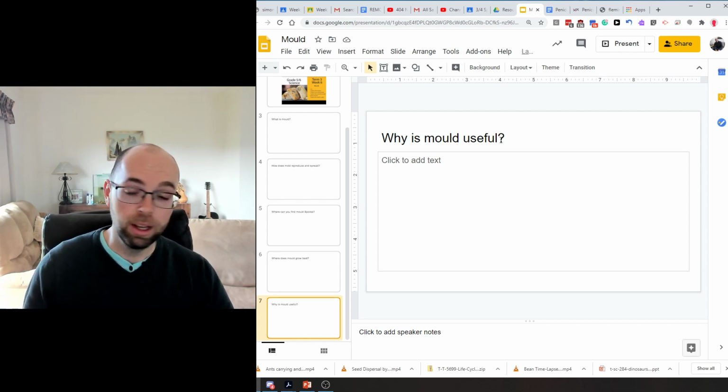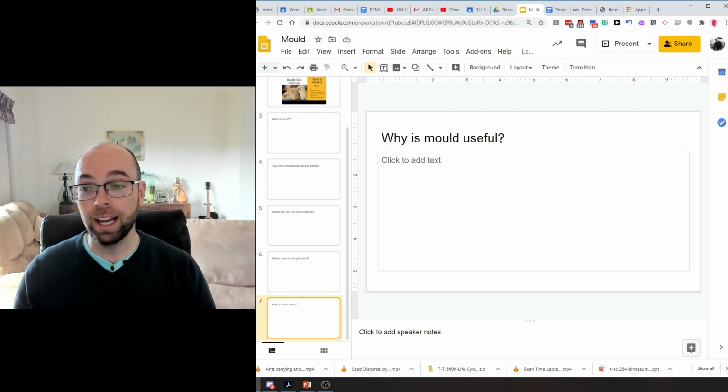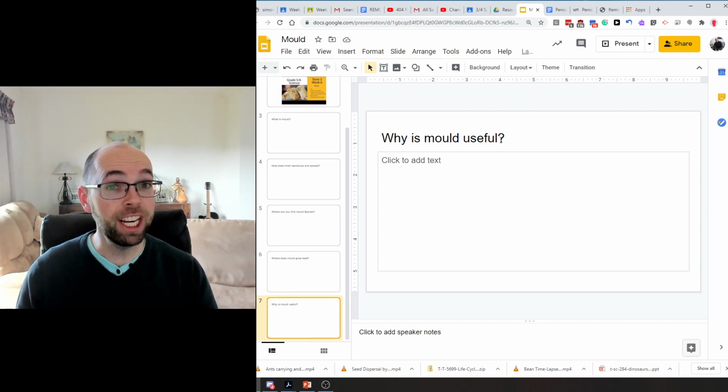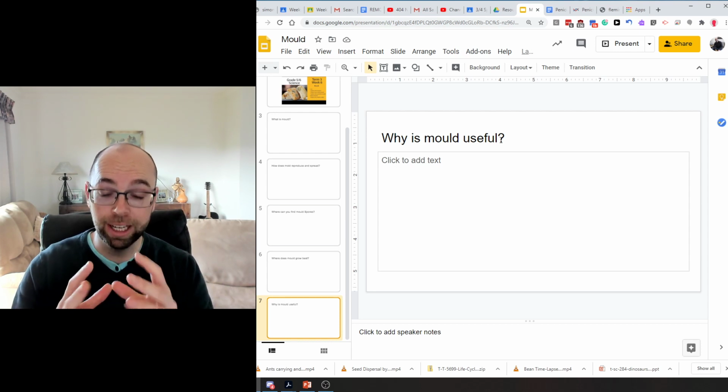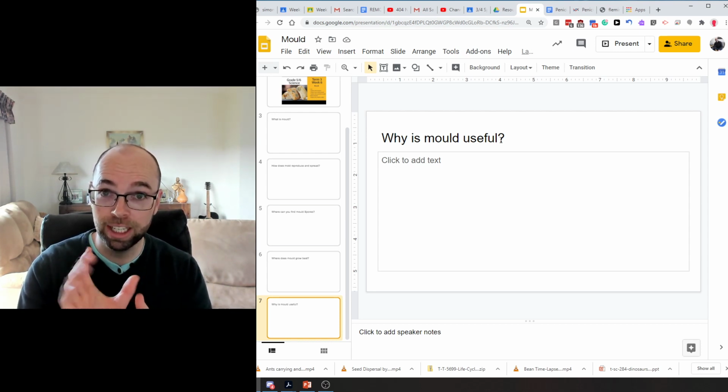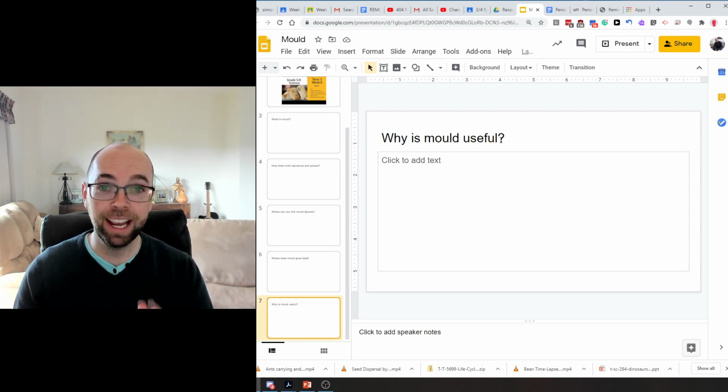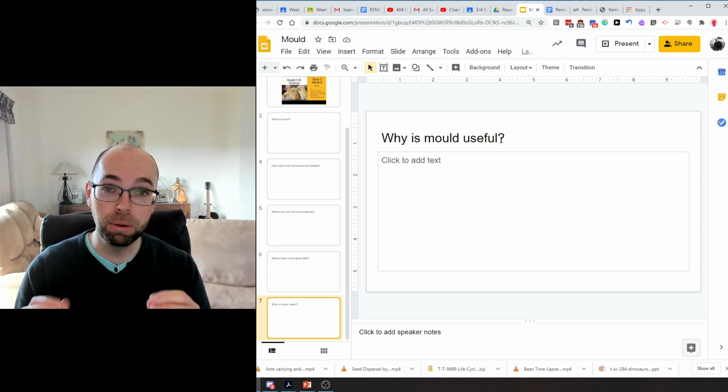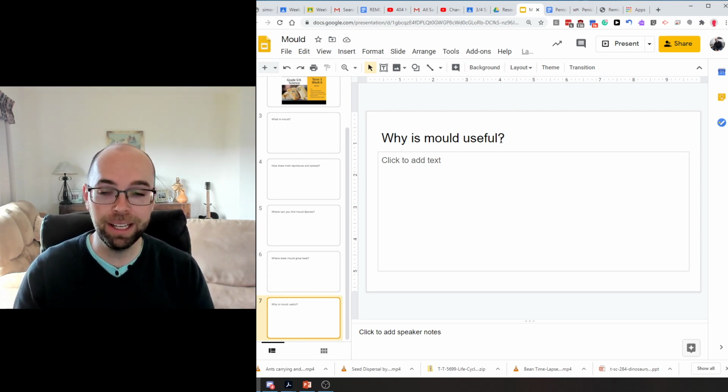For example, we use certain molds for cheese. There are blue-green cheeses, like blue mold cheeses. They can be very tasty. Even Camembert and things like that can have a type of mold on them, which is very yummy.